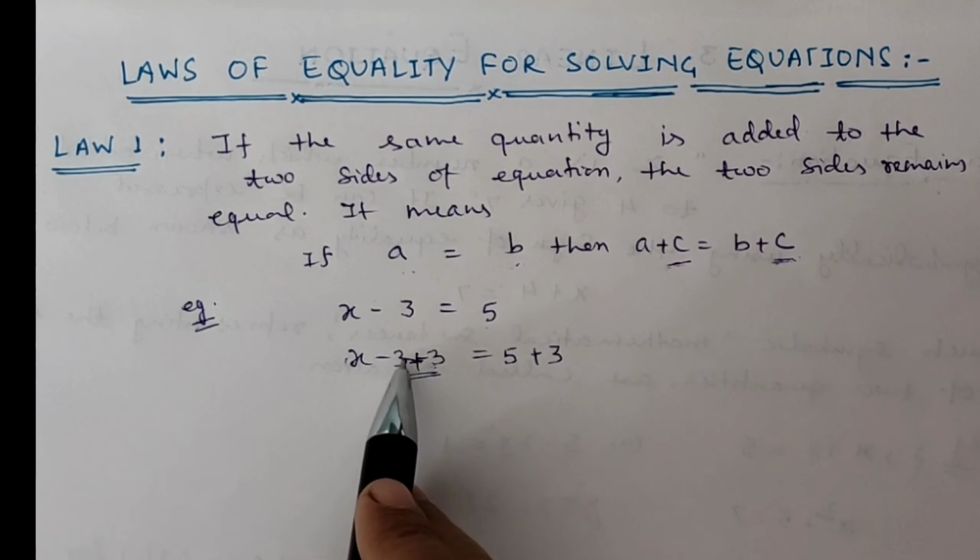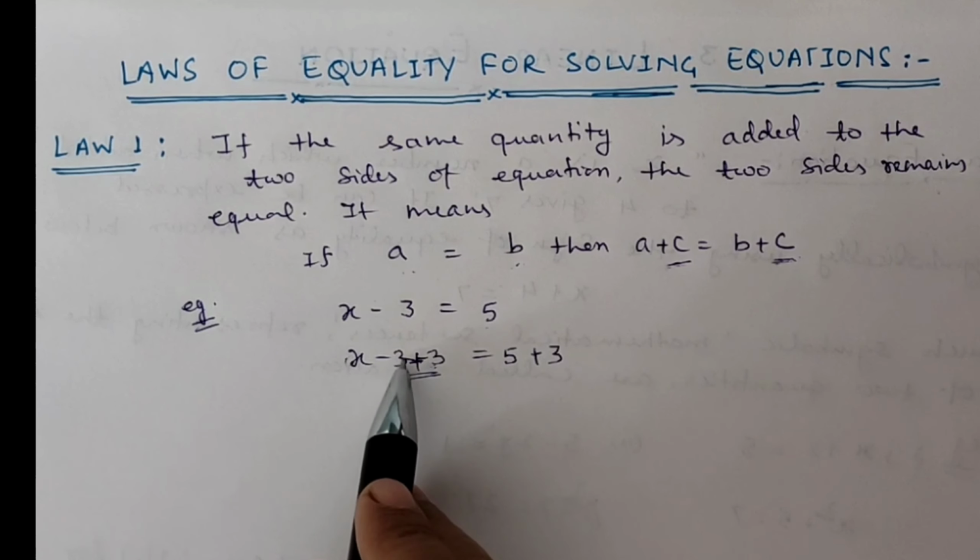Same way, example 2: if you are subtracting the same quantity from both sides of the equation, then also the equation remains the same and you will get the solution of this linear equation. So the next example is x plus 5 is equal to 2. Here, if you are subtracting the same quantities from both sides of this linear equation, then also this equation will remain the same and you can get the solution.